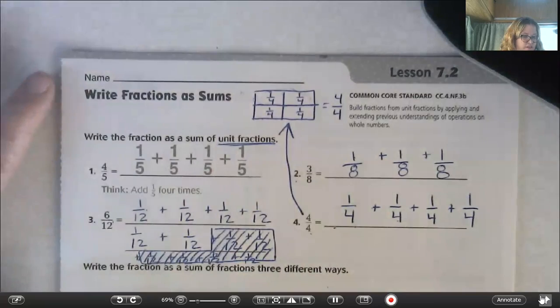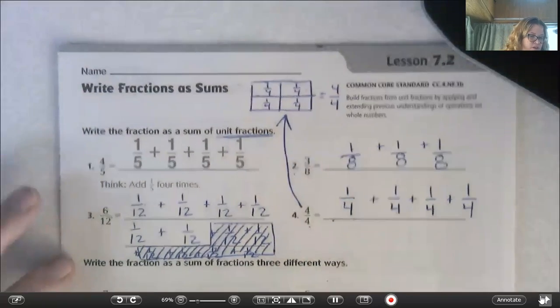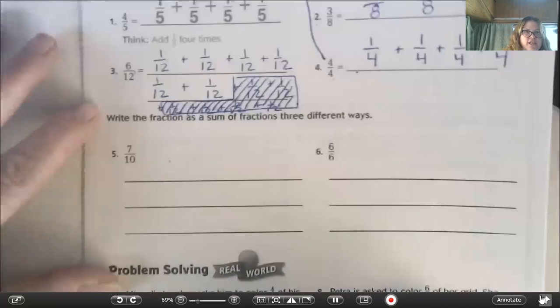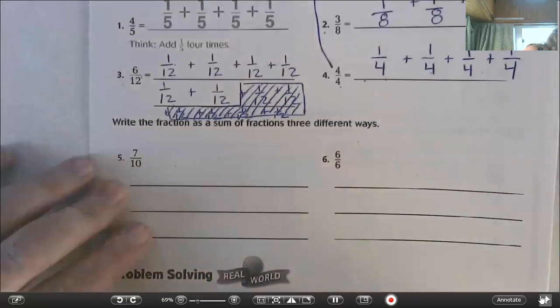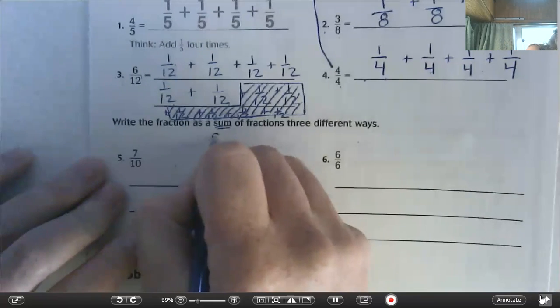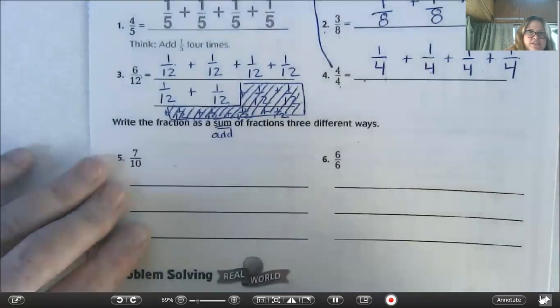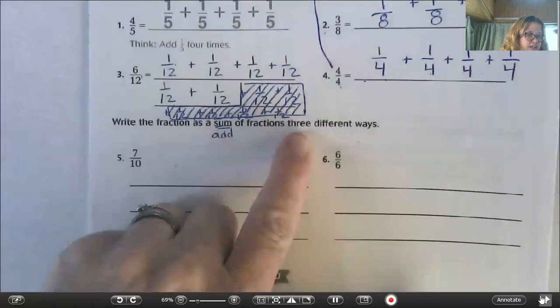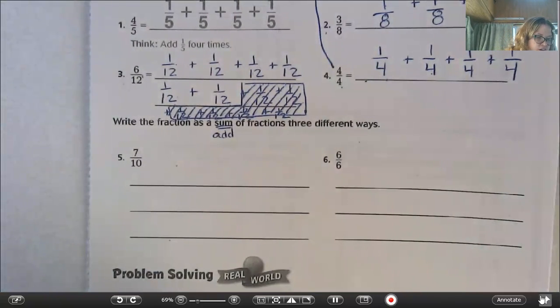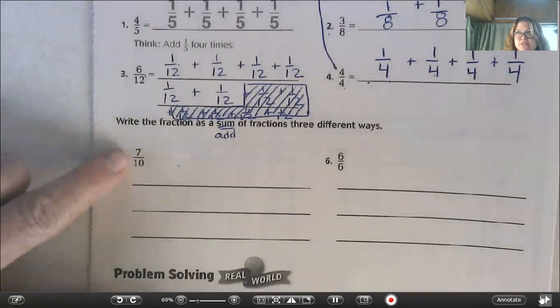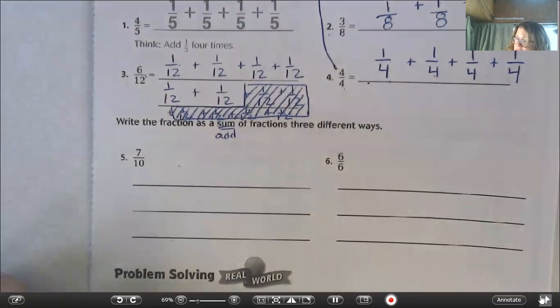Now, when you're looking at writing a fraction as a sum, what does that word mean? That means adding. That is the answer to an addition problem in 3 different ways. So what are we going to do there? So we have to decide, how are we going to break 7/10 up 3 different ways?